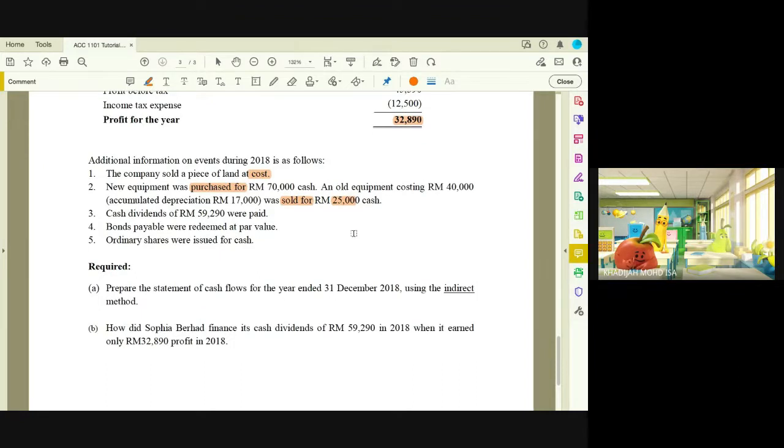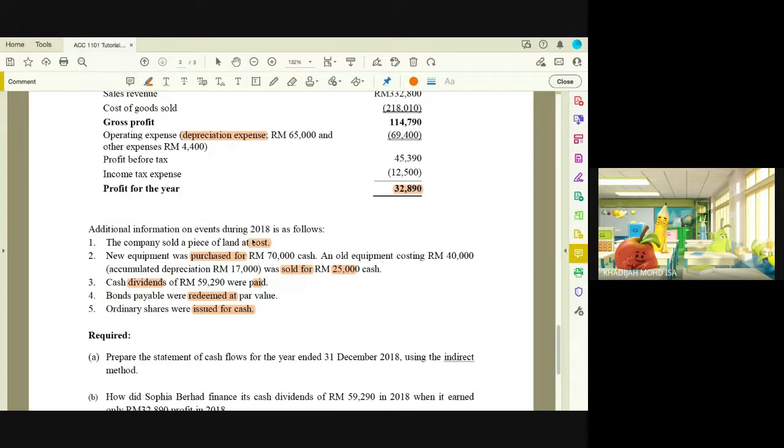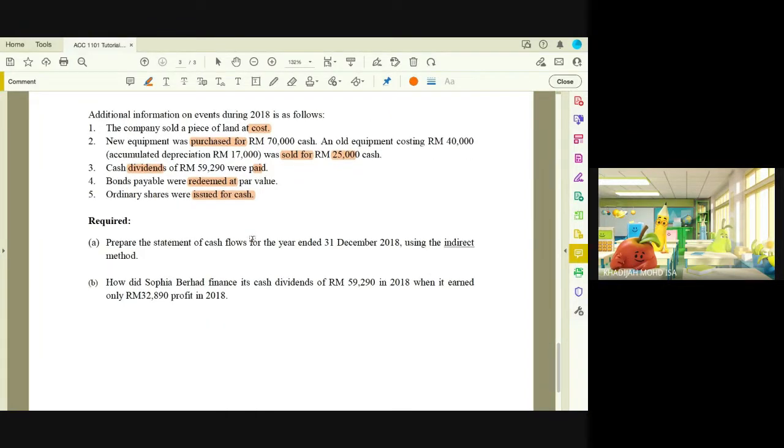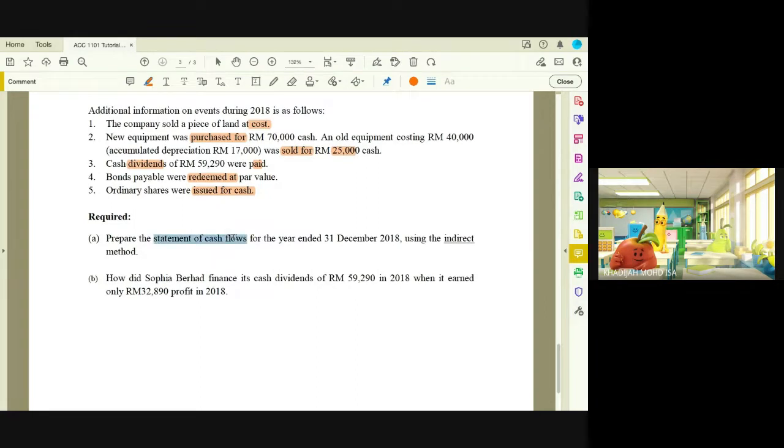Then you have a cash dividend which is paid. When you talk about dividends, you have to see whether it is paid or proposed. Is it payable, right? So in this case, it's paid. And bonds payable were redeemed at par value. Redeem means as if you dispose of your bonds payable. And then you also have ordinary shares issued for cash. Remember just now we saw that there's an increase in your shares. So that will be reflected in your cash flow. So you are required to prepare a statement of cash flow.